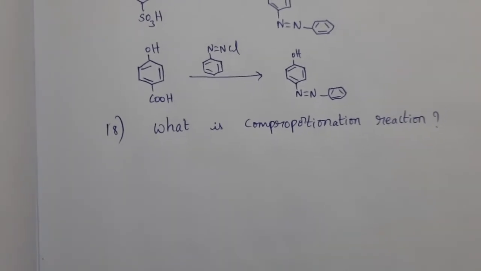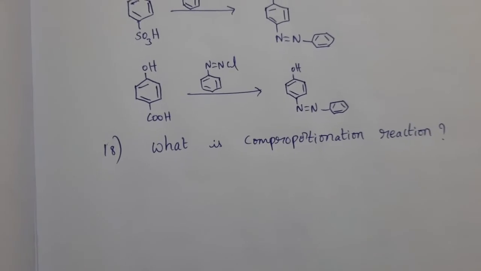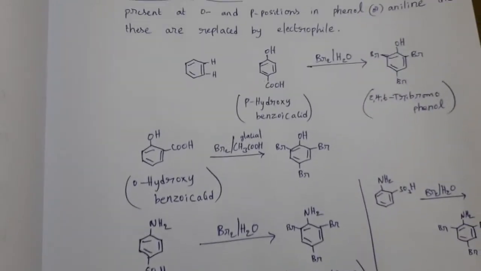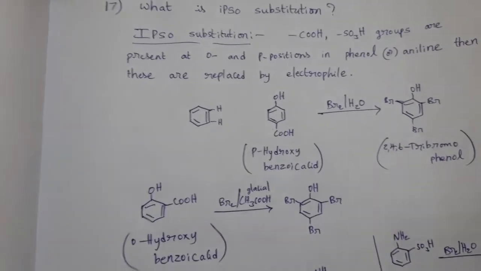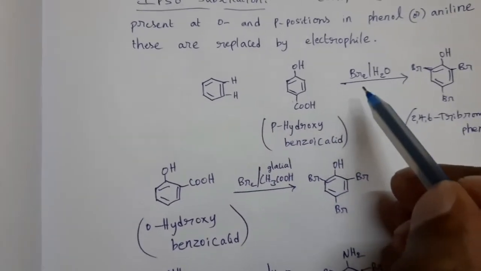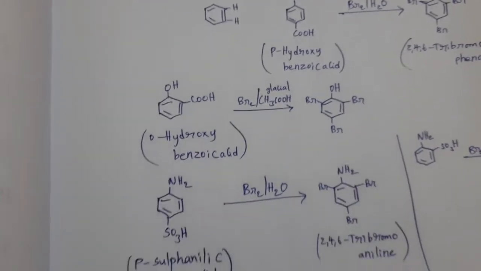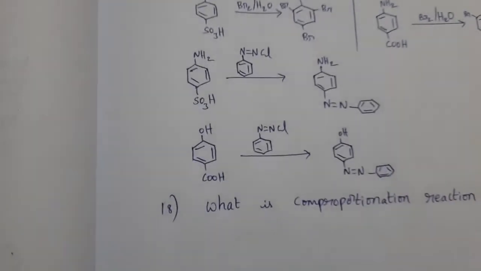Before going to comproportionation reaction, once again check the reagent in this ipso substitution. Here we used bromine water. Instead of bromine water, if we use bromine in CS2, then what is the product? See here.